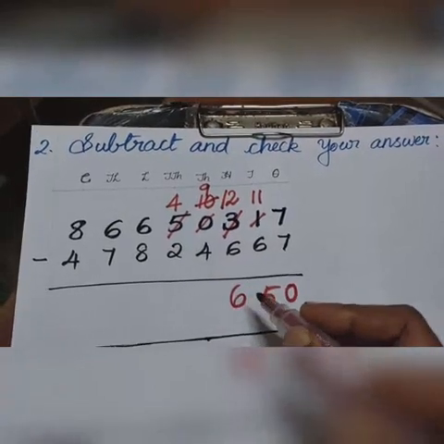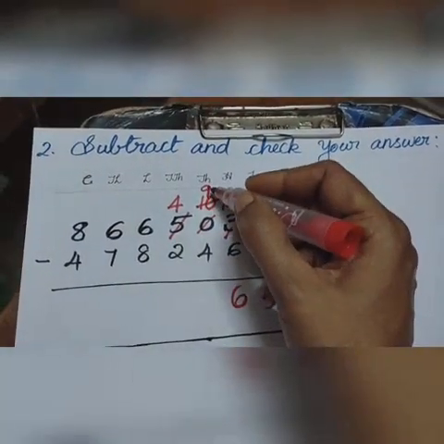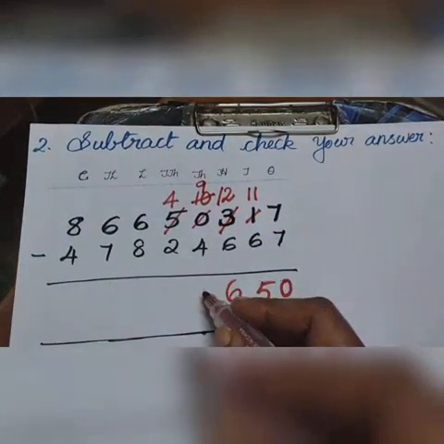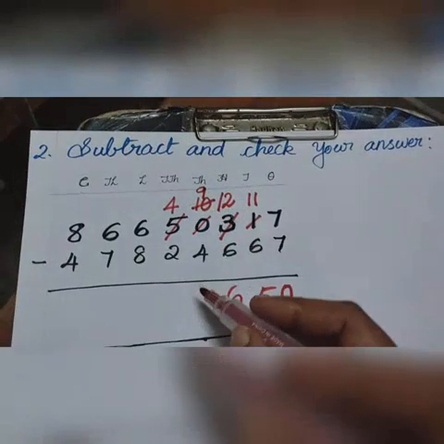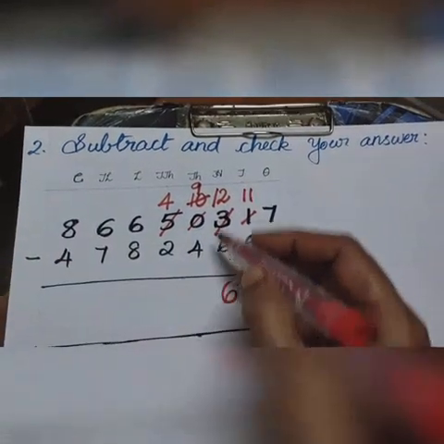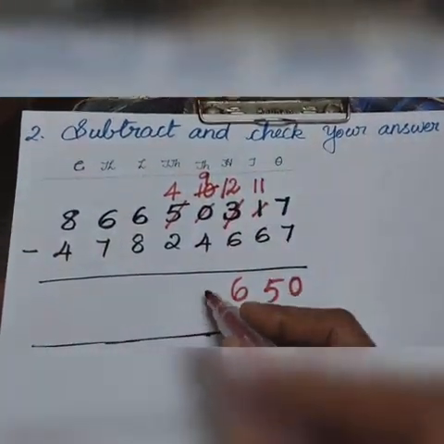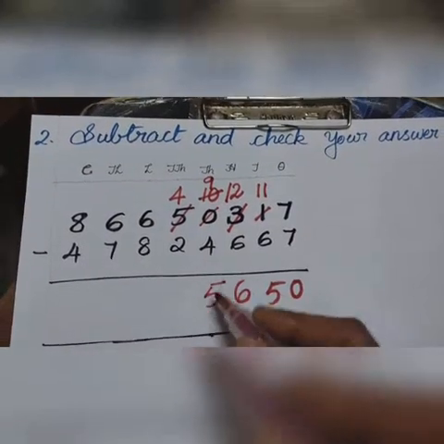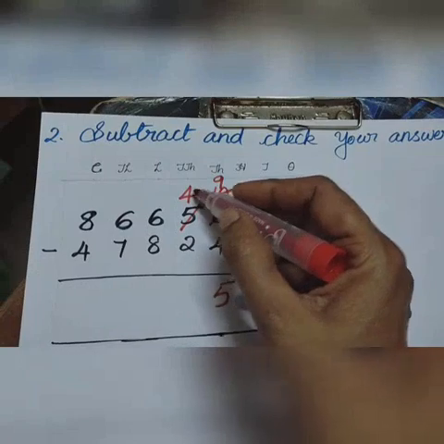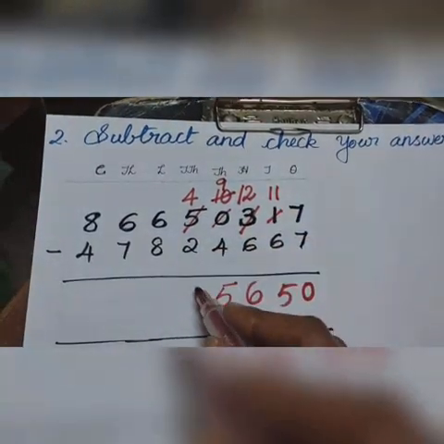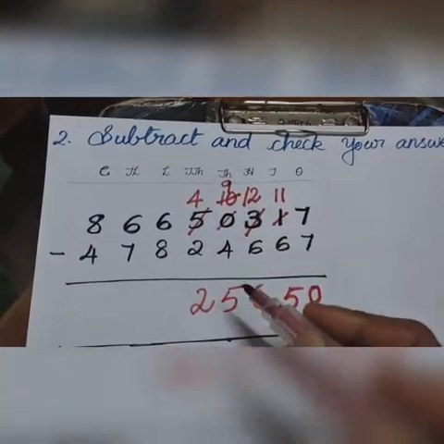Yes, it is 6. Okay, now see here 9 minus 4. What is 9 minus 4? A greater number is on the top, so we can easily subtract, is it not? So 9 minus 4. What is 9 minus 4? Yes, 5. Okay children, next 10,000s place 4 is there. 4 minus 2. Yes, it is 2.